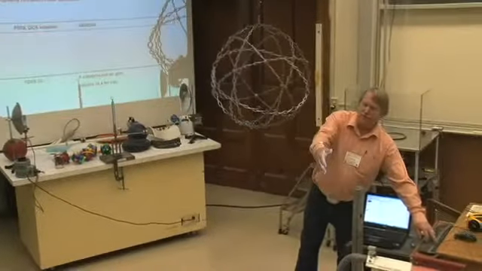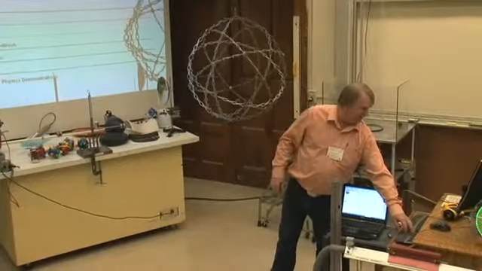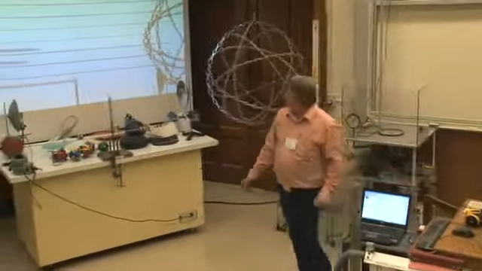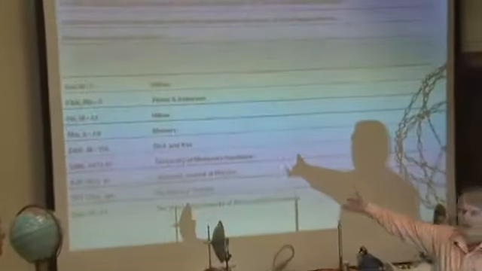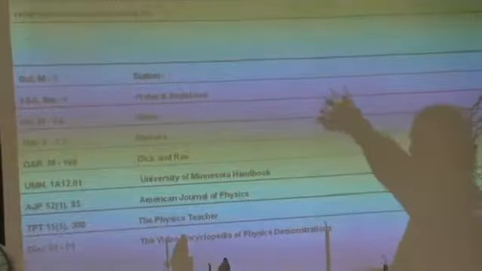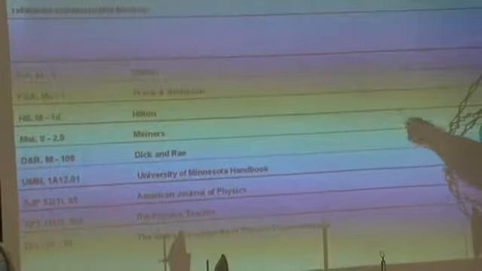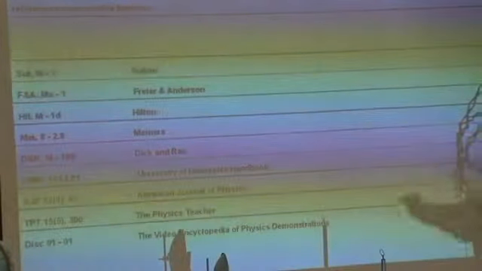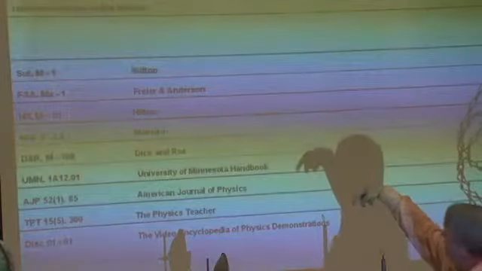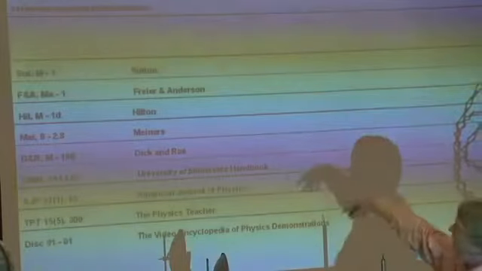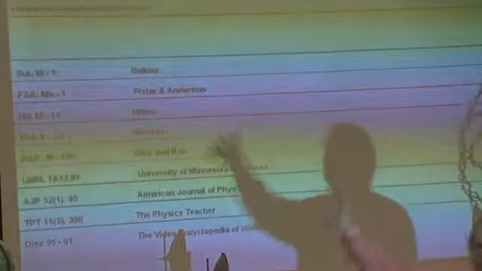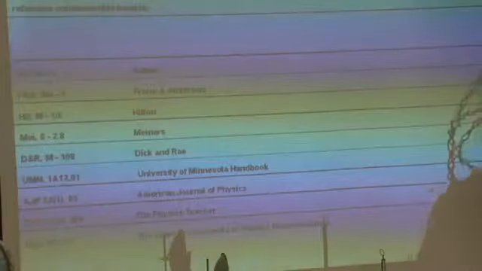Okay, so that's pretty much how the bib works, and that's how the numbering system that you're going to see today works. And here's just a list of some of the references that we've gone through and cataloged into that bibliography. Okay, we've got Fryer and Anderson, Sutton, which is a real big one, Hilton, Miners. The more recent ones are Dick and Ray, and we have one by Clint Sprott from the University of Wisconsin is also on there now.